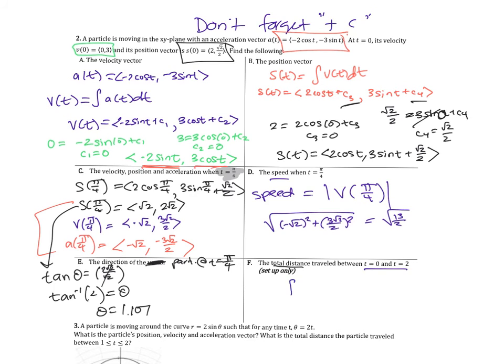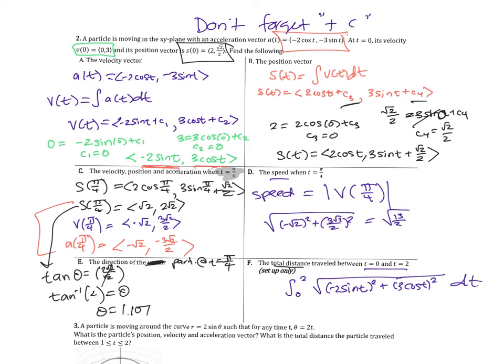So 0 and 2 are going to be our bounds on our integral. We're going to be taking the square root of (-2 sine of t) quantity squared plus (3 cosine of t) quantity squared dt. And if you had to evaluate this, this is a calculator problem. You would just plug it into your calculator.